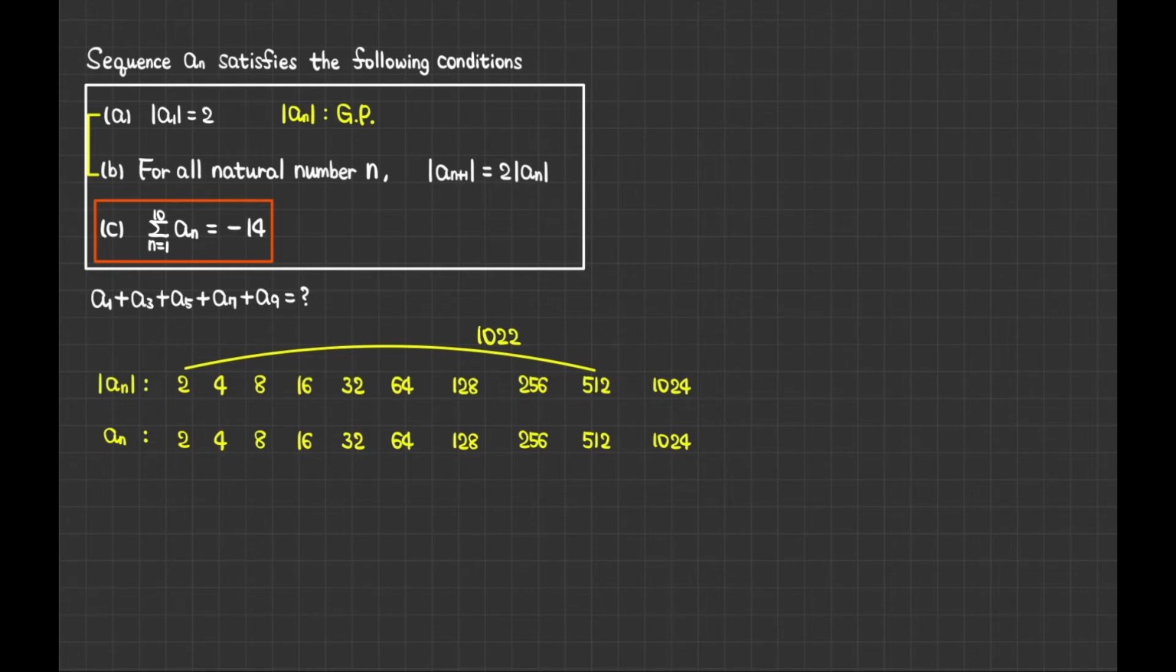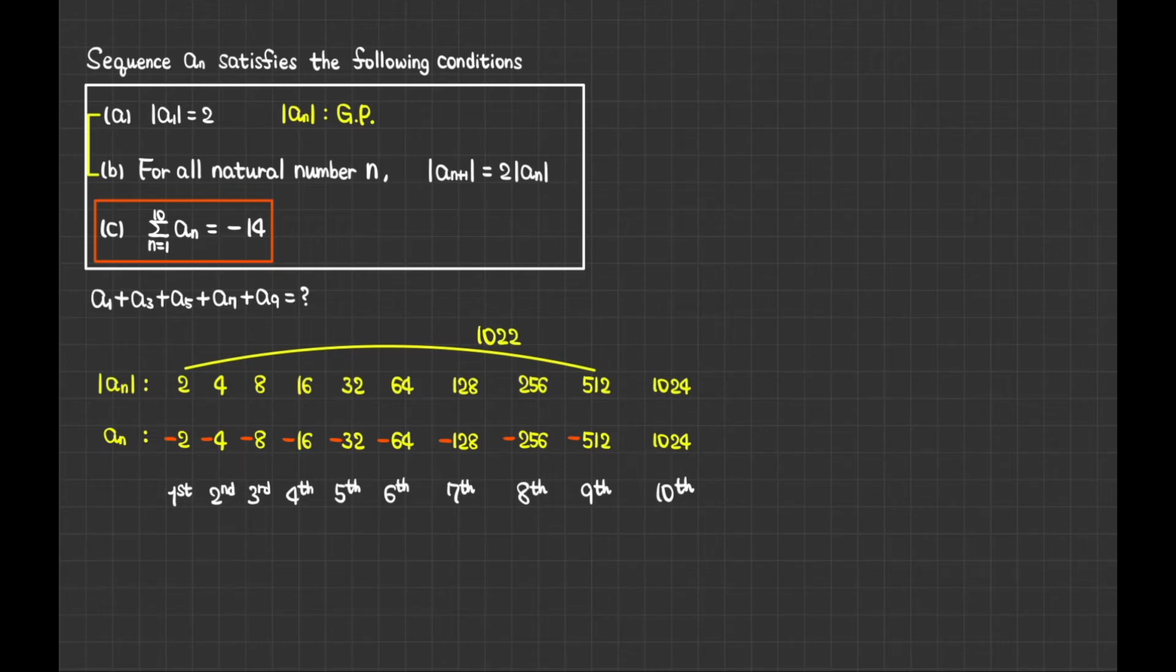But adding up all the a_n, 1 to 10, should be a negative number, which means if I assume the first term, second term, all the way up to the ninth term... Actually, let's just write the numbers as well. I think this is a bit confusing, so first term, second term, third term, fourth term, fifth term, sixth term, seventh term, eighth term, ninth term, and finally the 10th term, okay?